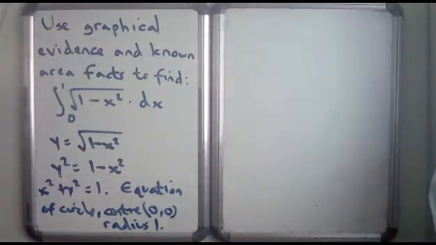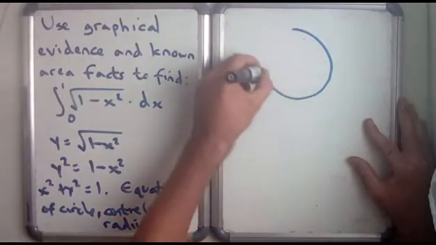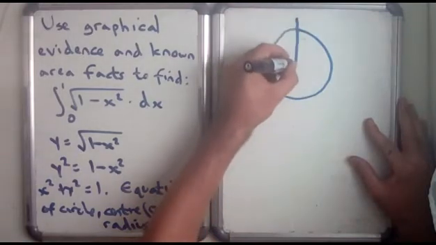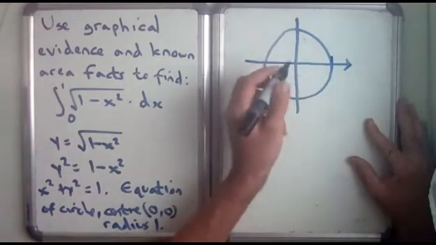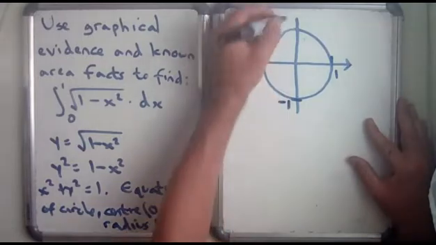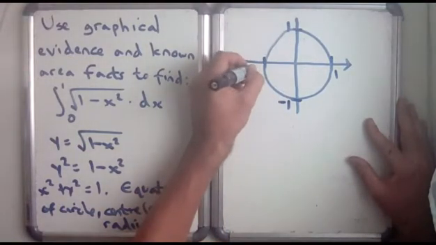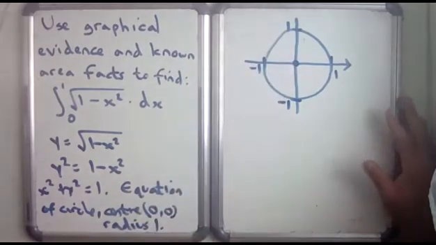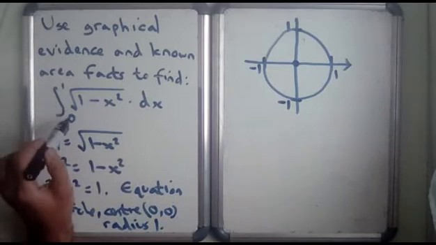So we have a circle, centre 0, 0, radius 1, so there's your circle, centred at the origin. The radius is 1, so that point must be 1. You should recognise now, this is the unit circle. Minus 1, like that. Now we are interested in the sum between 1 and 0 of this.